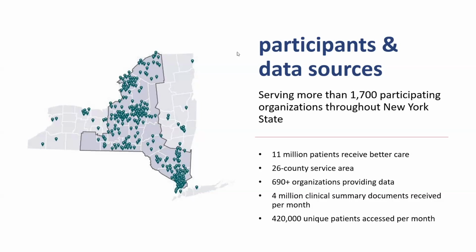So we are a central repository for clinical information and patient records in our 26 county service area that we cover. So that dark gray region that you see on the map is where HealtheConnections covers. So from the Canadian border down through the central region, southern tier, and Hudson Valley. Within that footprint, we have over 11 million patients that are able to receive better care.